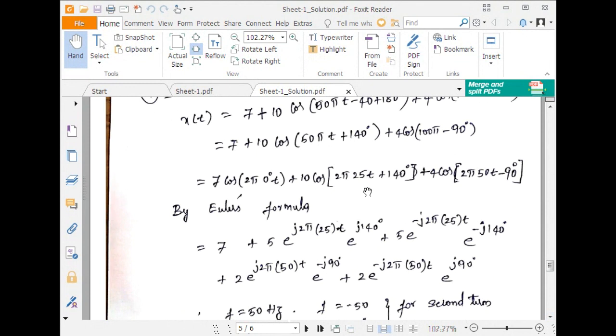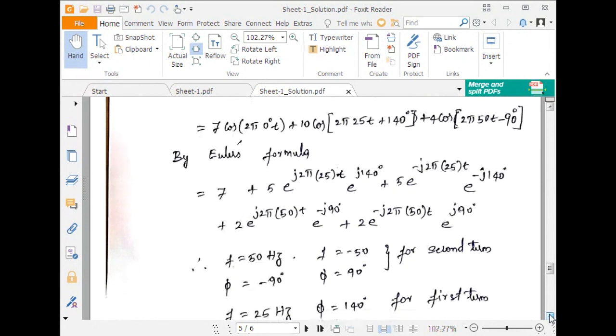Why, sir? It is 2 pi f. This 50 pi is not f, this is omega. Omega t, and what is omega? 2 pi f. So I am dividing by 2 so that 50 becomes 25, to get f. In the same way here also, 100 divided by 2 is 50. F is 50 here.